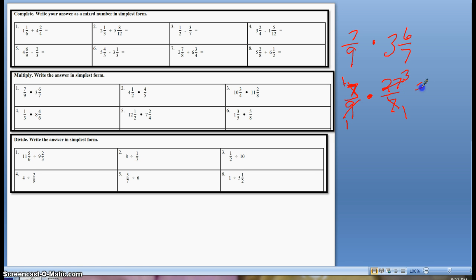So now all I have to do is multiply my numerator with my numerator, my denominator with my denominator. 1 times 3 is 3, and 1 times 1 is 1. And any time your numerator is over a denominator that is 1, your simplified version is going to be a whole number. For instance, 3 divided by 1, and that fraction bar is simply representing the operation of division. 3 divided by 1 is 3. So the answer for number 1, 7/9 times 3 6/7, is 3.